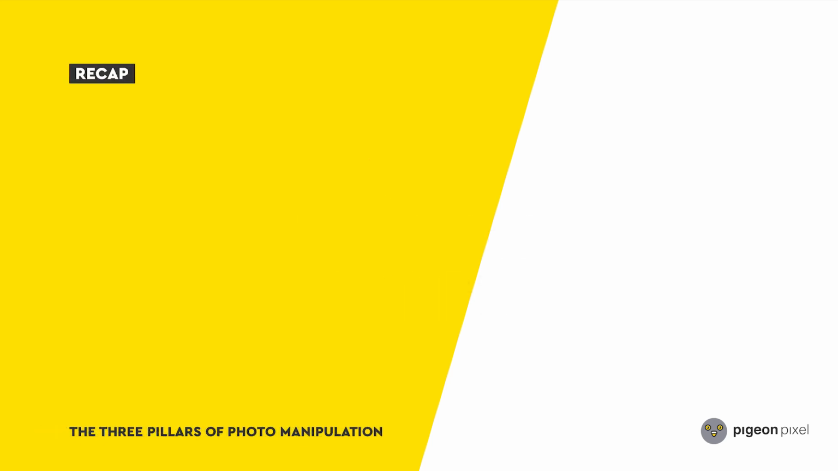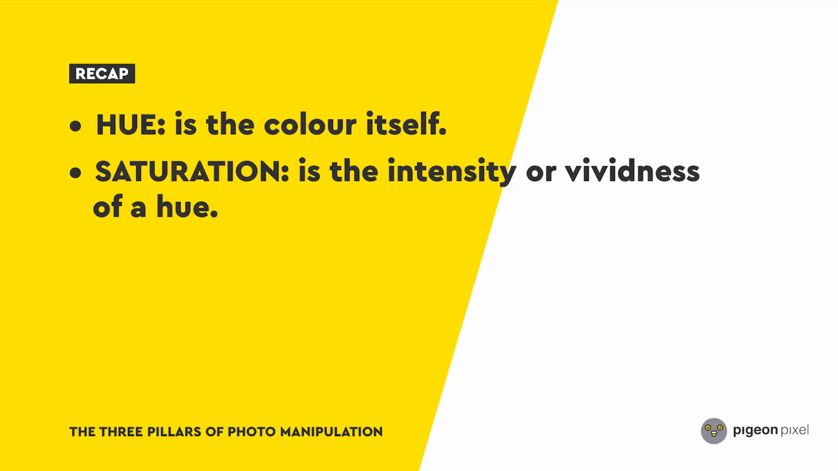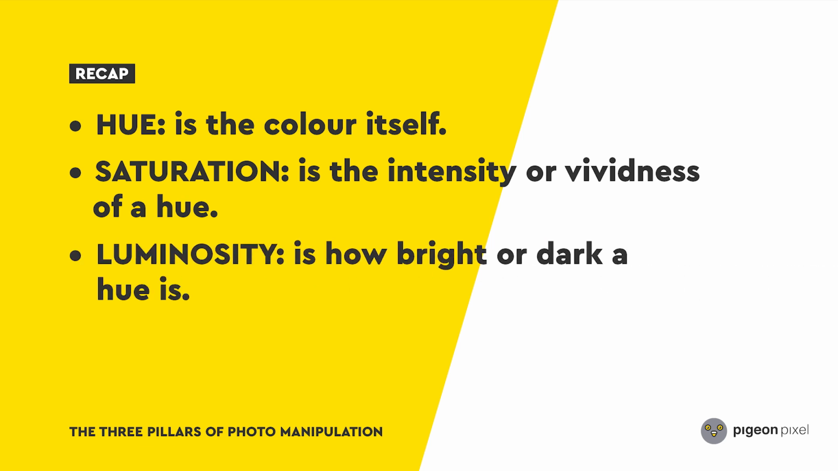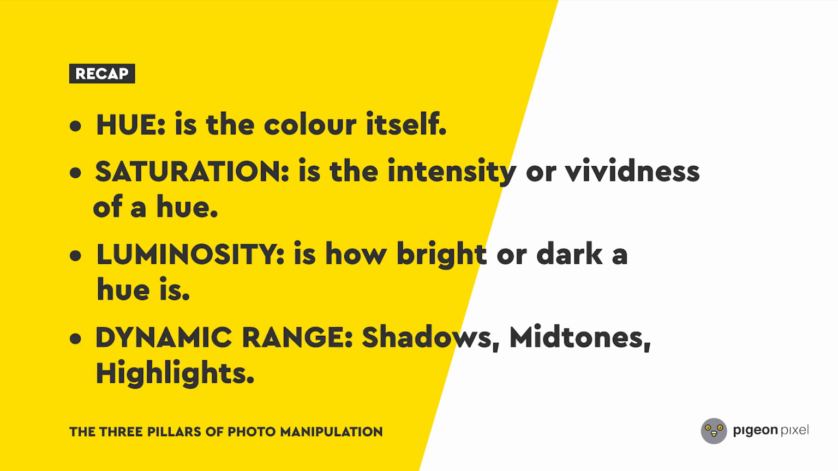Okay, let's do a quick recap of this lesson. Hue is the color itself. Saturation is the intensity or vividness of a hue. When compositing, we cannot mix a highly saturated photo with a desaturated one. All photos need to have the same amount of saturation. Luminosity is how bright or dark a hue is. To color correct our images correctly in terms of luminosity, we need to look into the dynamic range of each photo and keep in mind the shadows, midtones, and highlights.